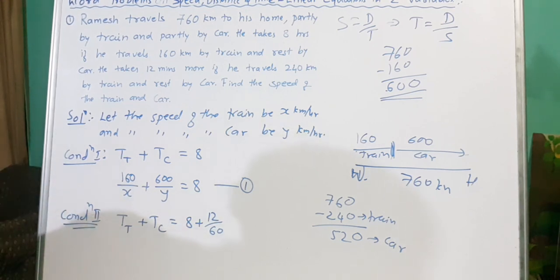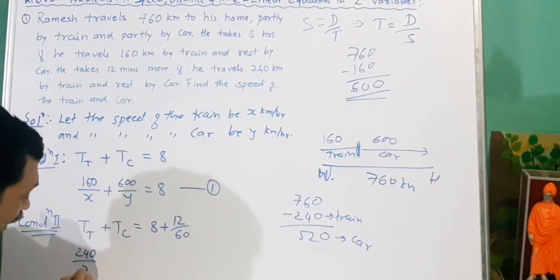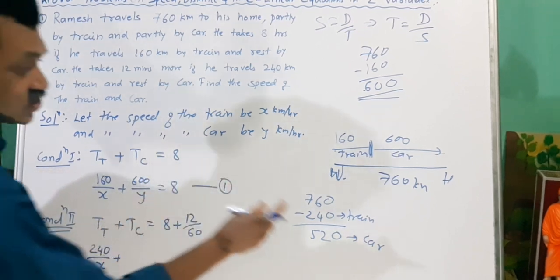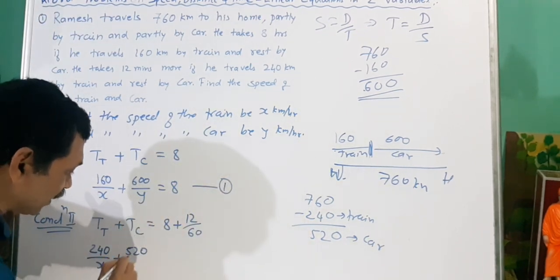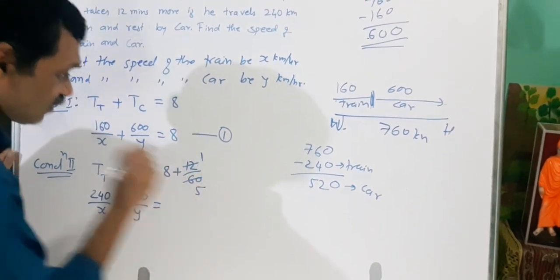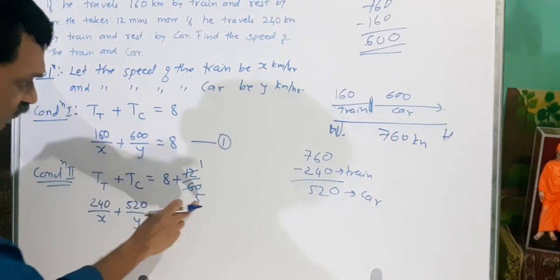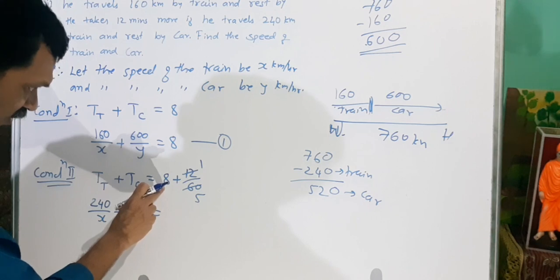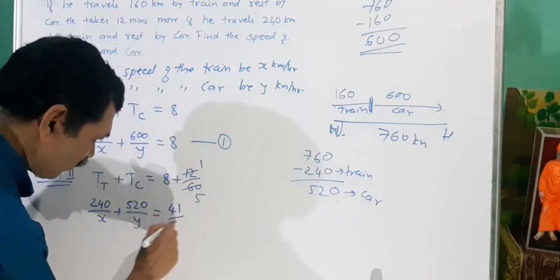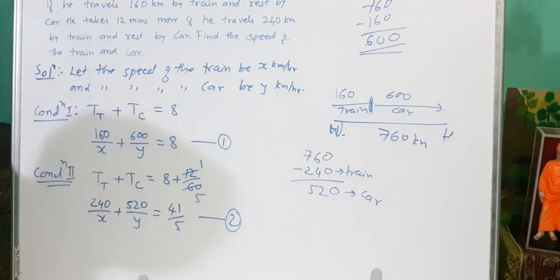Time travelled by train is again distance of train upon speed of train. Distance travelled by train is 240, so 240 upon x plus distance travelled by car, 520, upon y is equal to 8 plus 12 upon 60, which is 1 upon 5. So 8 plus 1 upon 5 is 40 plus 1, 41 upon 5. This is condition 2, equation 2. Now we have condition 1, equation 1, and condition 2, equation 2.